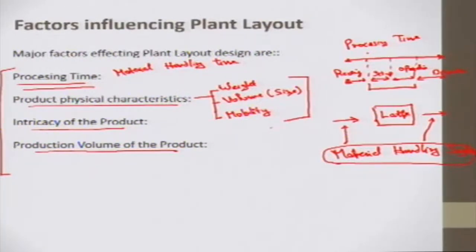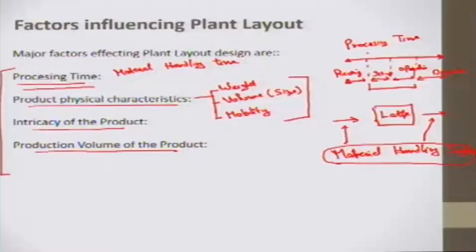For example, in aircraft manufacturing, we will use a fixed position layout. Moving the aircraft through a conveyor line would be very expensive, and even the space that is required would be very large. The energy that would be consumed in moving the conveyor belt would be very high. In that case, the mobility of the product suggests that it has to be a fixed position layout.